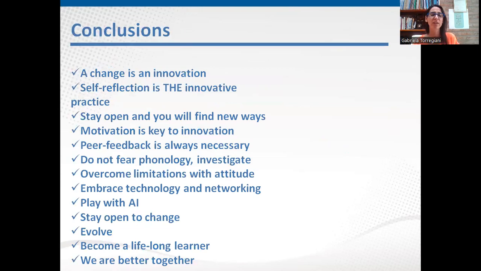Okay, here I am offering different tips and I'm sharing some of the conclusions. A change, regardless of the change, is an innovation. It could be a change of activity, it could be a change related to objectives, to an approach. A change is an innovation. Self-reflection is the innovative practice, at least here in my project.